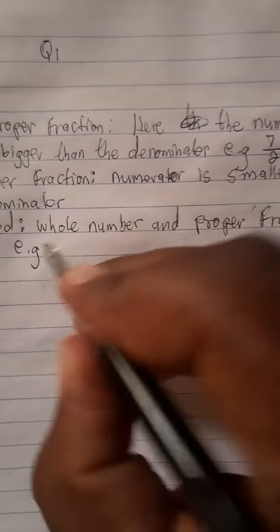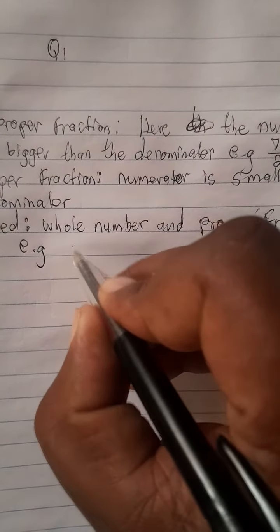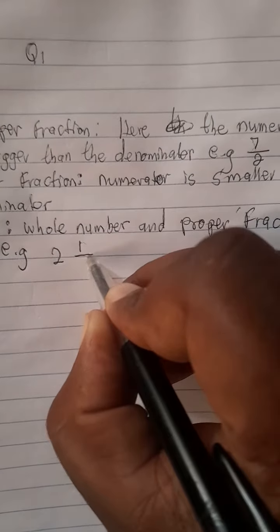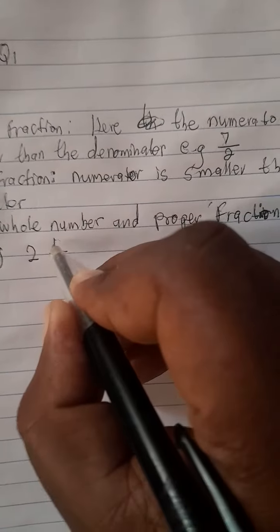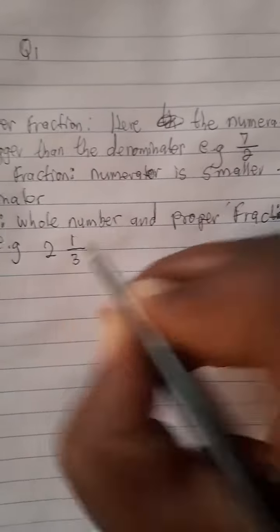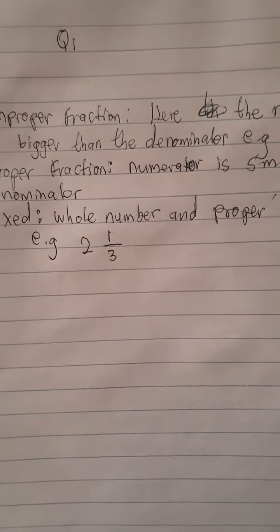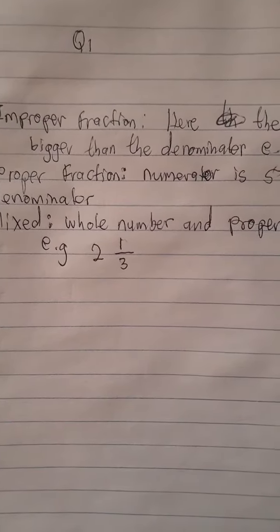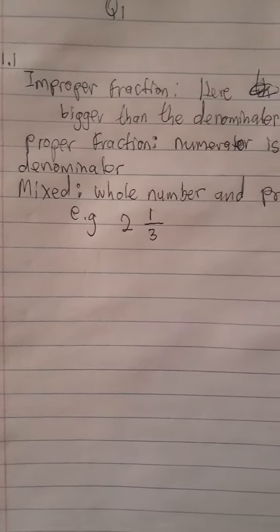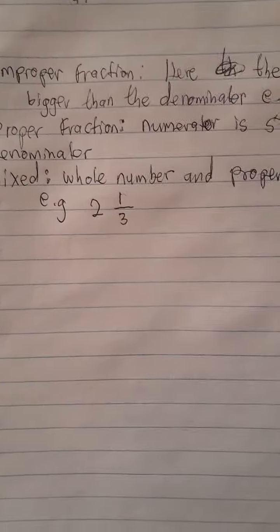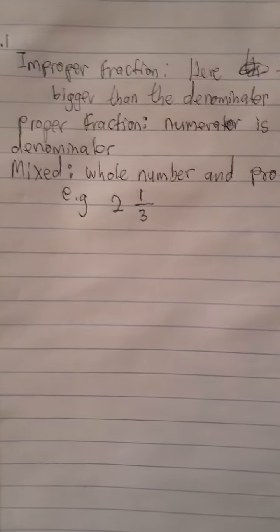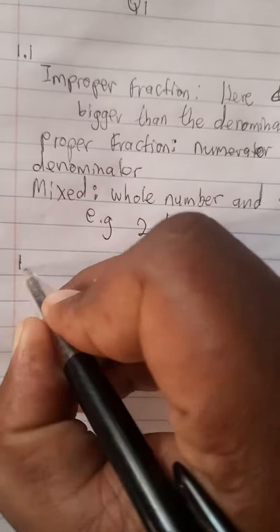For example, guys, it could be 2 and 1/3. Remember, in a proper fraction the numerator is smaller than the denominator, so we could use 2 and 1/3. The whole number is 2 and then 1/3. That's how you can explain the first question. I hope you are learning from that part. That's 1.1, and that's how we get those 6 marks.